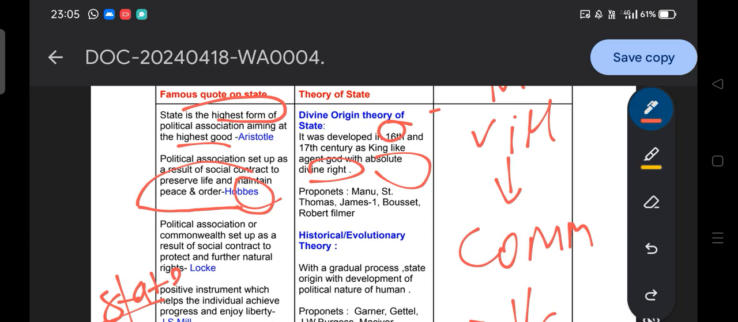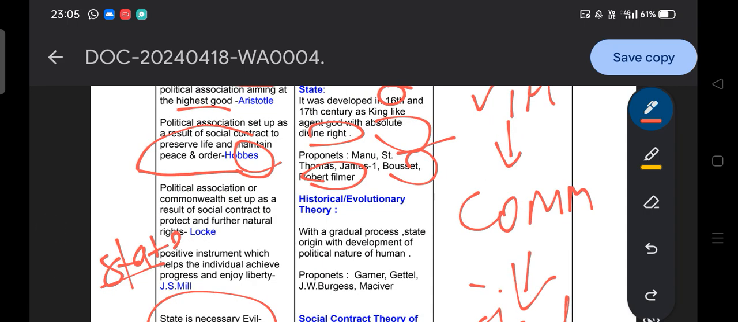Simply, you can get a statement-based question, and the proponents who support this idea are Manu, Saint Augustine, Thomas Aquinas, James I, Bossuet, and Robert Filmer, the famous one. John Locke criticized Robert Filmer in his book Two Treatises of Government. We will discuss that.